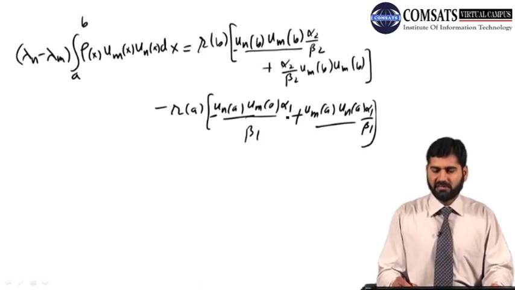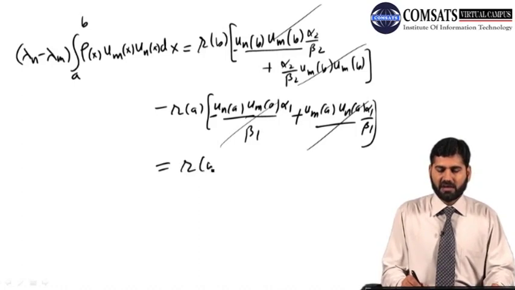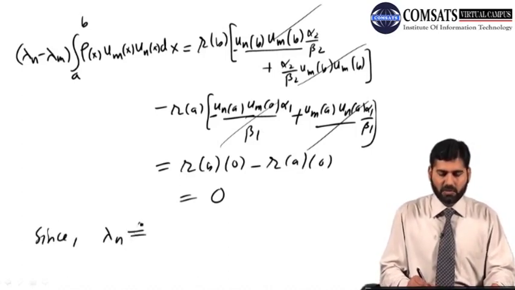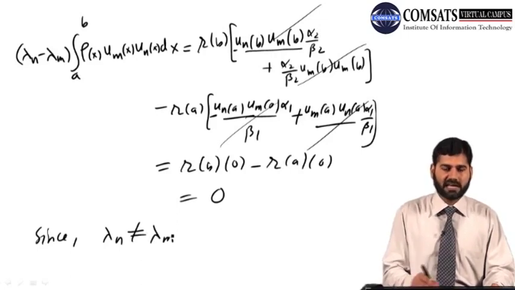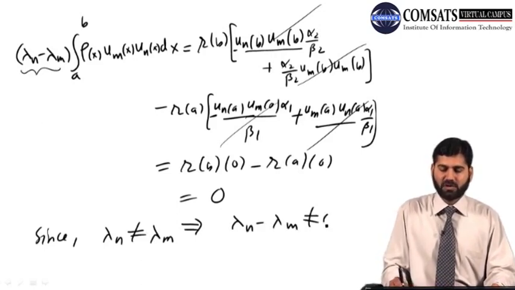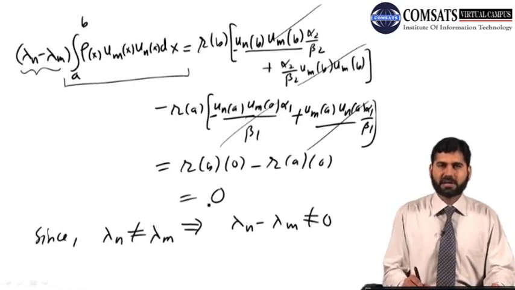Now you see they are clearly 0. Alpha 1 by beta 1 um a un a, and minus sign. So this is gone, this is gone. So the right hand side is r b times 0 minus r a times 0. This is equal to 0. Since lambda m is not equal to lambda n, because these are two distinct eigenvalues, this factor is not equal to 0. If this is not equal to 0, then the other factor has to be equal to 0 because the product is 0.